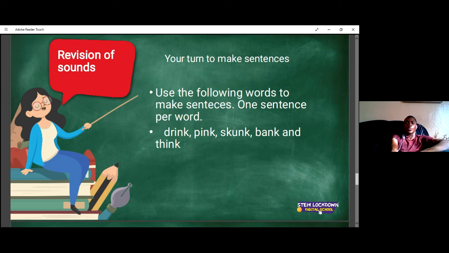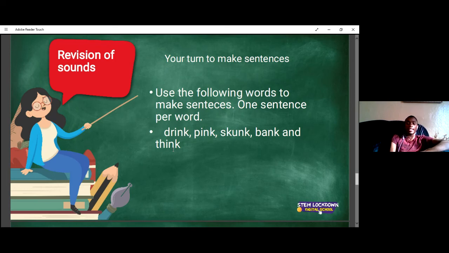Skunk: that is a really smelly skunk. Bank: I went today to the bank with my mommy. Think: I think that going to school is a great idea.